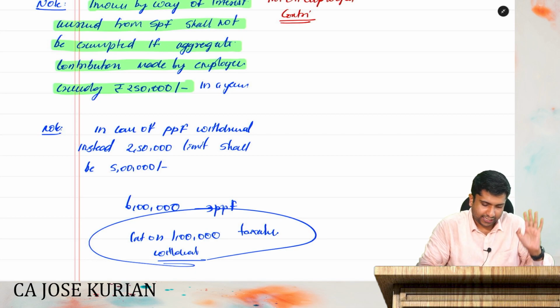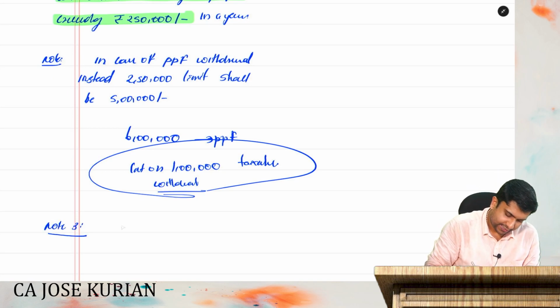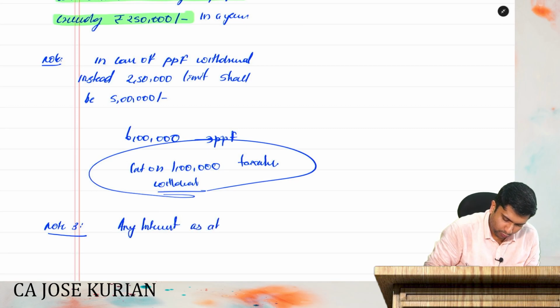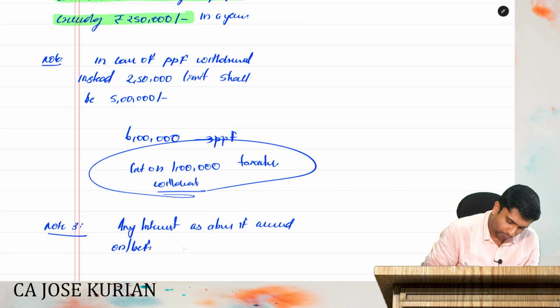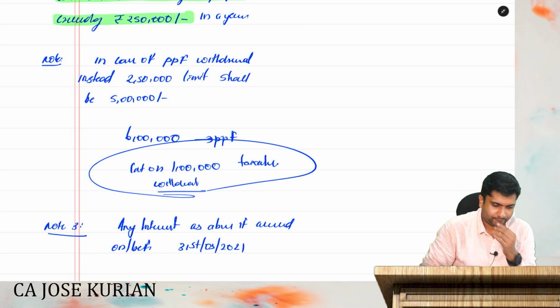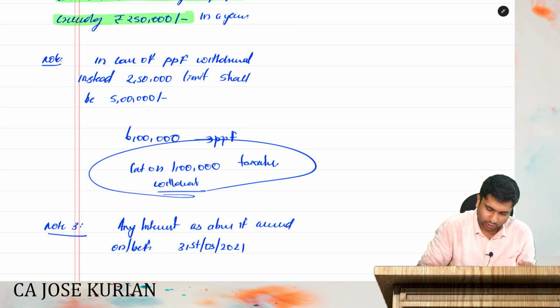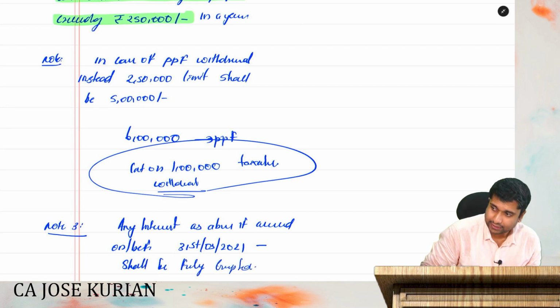Moving on to the next point. Under that, there is one more note. Note number 3. Any interest as above, if accrued on or before 31st March 2021, shall be fully exempted. What do you mean by this?